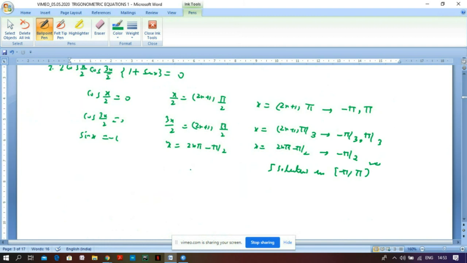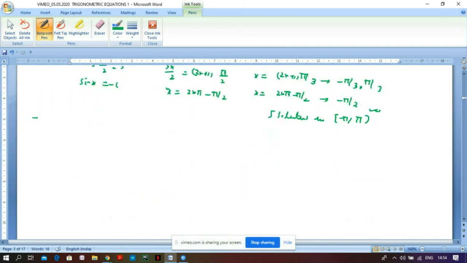So these examples were based on transformation, and then we also did how to turn it into a polynomial. Another special transformation is of the form a cos x plus b sin x equal to c, where a, b, c are some real numbers.